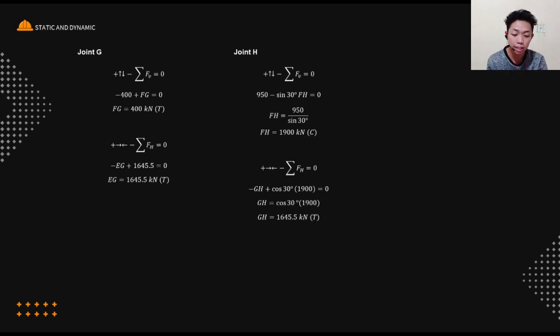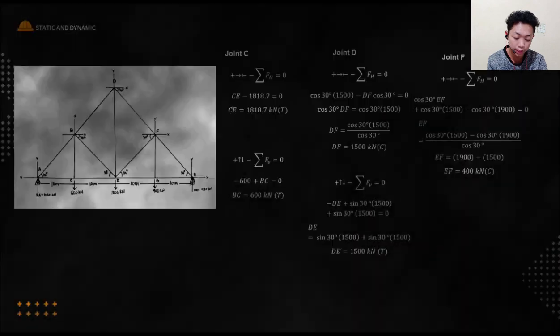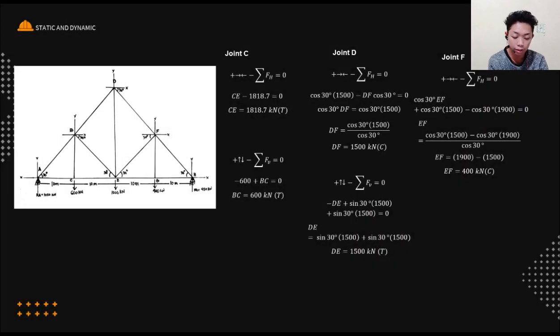So, dun sa last is joint F na isa na lang yung kulang natin na value, which is yung nawawala nating FG. So, ang mga doon is yung 1,500, which is compression siya, yung FE, compression, yung FG na inassume 400 siya, tapos tension, tapos FH na 1,900 na compression.